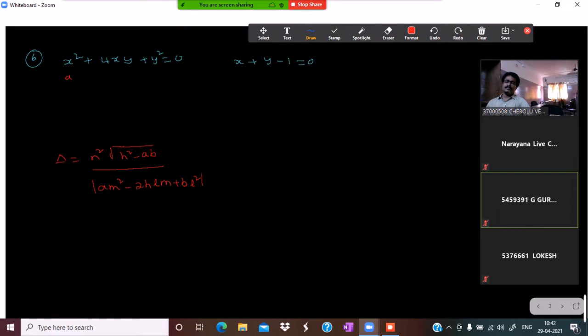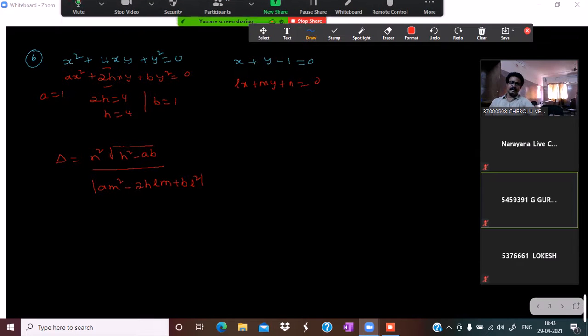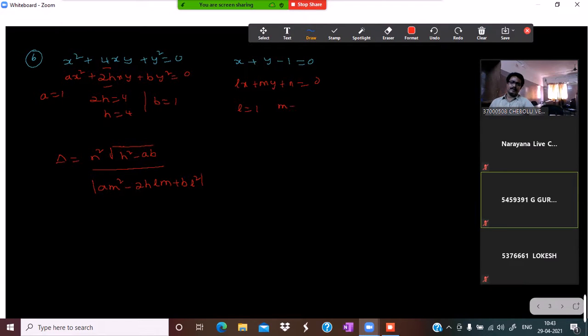Compare the given equation with the original pair of lines ax square plus 2hxy plus by square is equal to 0. Here the value of a is equal to 1, h is equal to 4, h means coefficient of xy, so finally h is equal to 4, and b is equal to 1. Comparing the line with lx plus my plus n is equal to 0, the value of l is equal to 1, m is equal to 1, n is equal to minus 1.